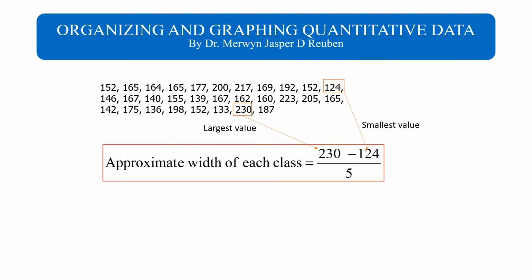For the data given, we try to find the approximate width of each class. So here the largest value is 230 and the smallest value is 124. So we write down these values and we choose the number of classes. If it is given in the problem, then you write down the number of classes. Otherwise, we have the freedom to choose the number of classes. When choosing the number of classes, ensure that this does not divide exactly the difference between the largest value and the smallest value. Then your class building will become very easy.